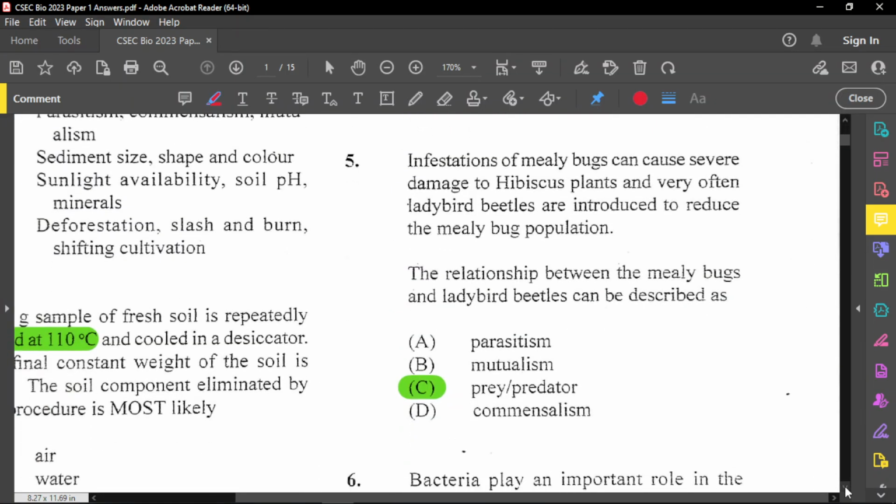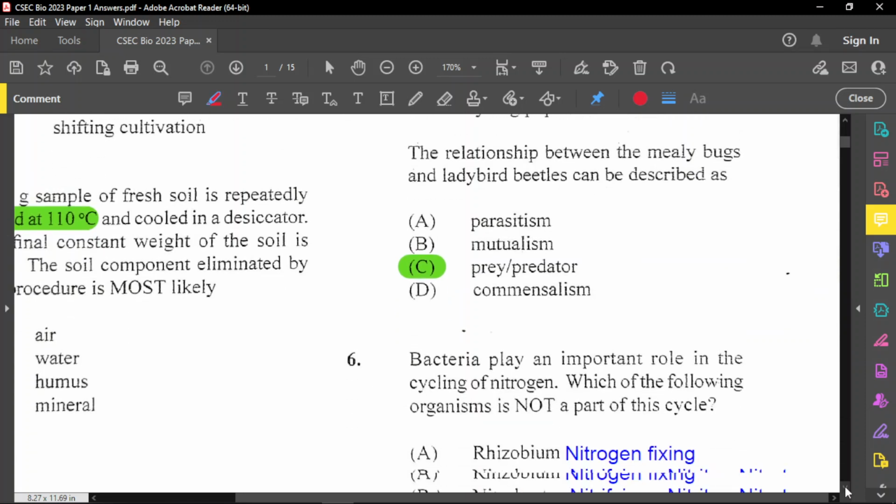For question number 5, it said infestation of mealybugs can cause severe damage to hibiscus plants, and very often ladybird beetles are introduced to reduce the mealybug population. It said this relationship between the mealybugs and the ladybird beetles can be described as what? And this is a prey-predator relationship. This is also a repeat question. So far, we have quite a number of repeat questions.